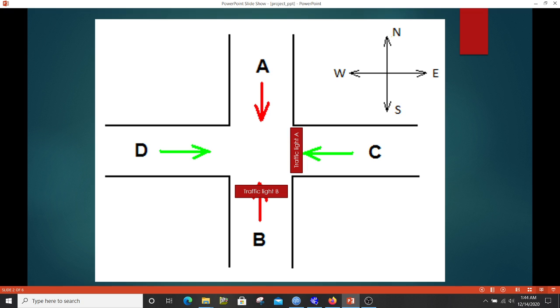So in this slide we are now seeing a crossroad, and we will control the traffic of this crossroad by using two traffic lights, A and B. These two traffic lights will each have three lights: green, yellow and red. Green will allow the vehicle to pass, yellow will signal the vehicle to stop, and red will not allow the vehicle to pass.